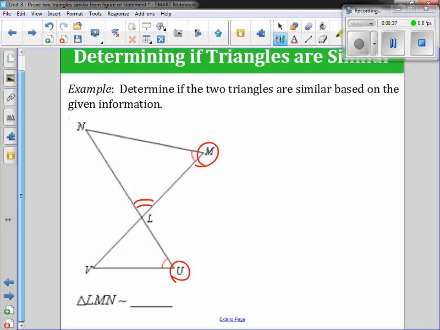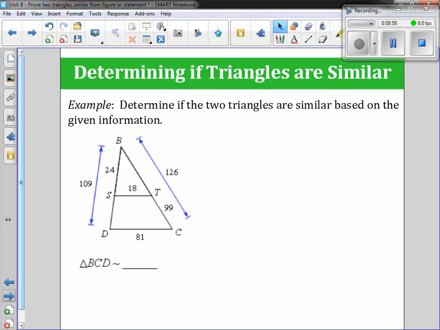Angle L is congruent to itself because it's vertical. So therefore, I can say that triangle LMN is similar to triangle LUV by angle similarity.